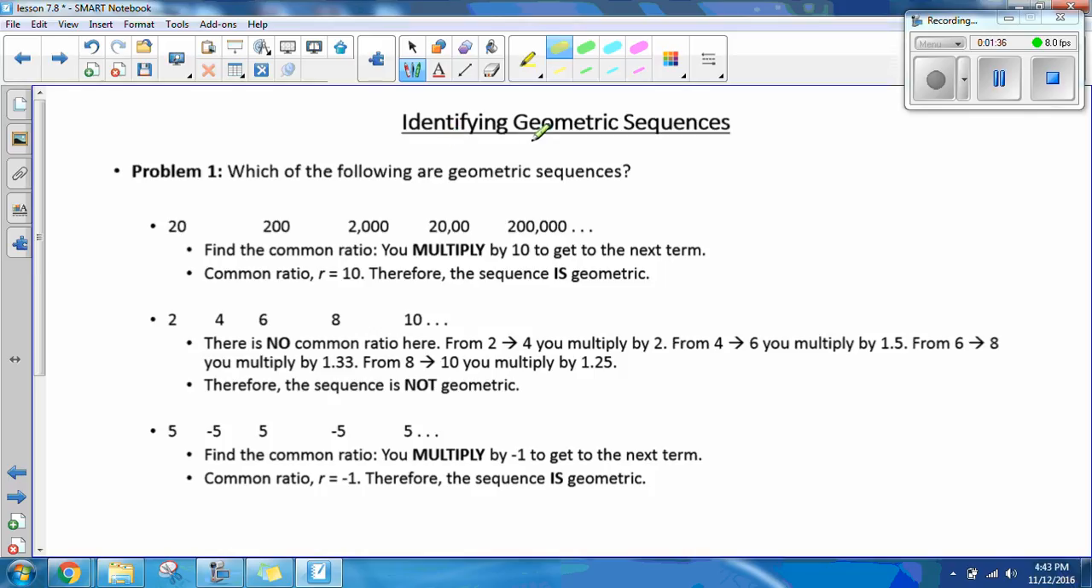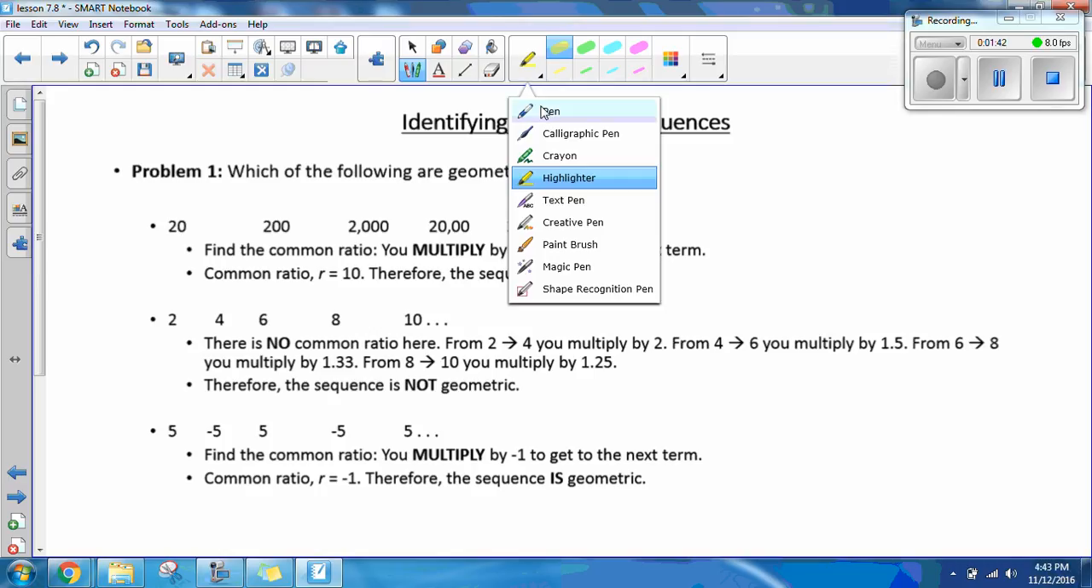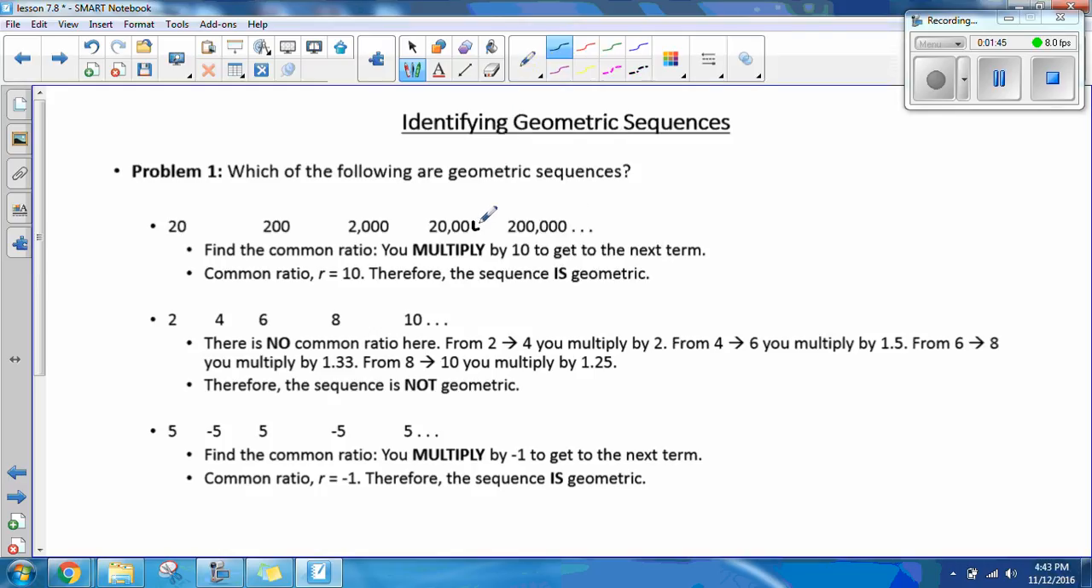Which of the following are geometric sequences? Here we have 20, 200, 2,000, 20,000, and 200,000. Find the common ratio. Well, you need to multiply by 10 in order to get to the next term. So our common ratio is r equal to 10. Therefore, the sequence is geometric.